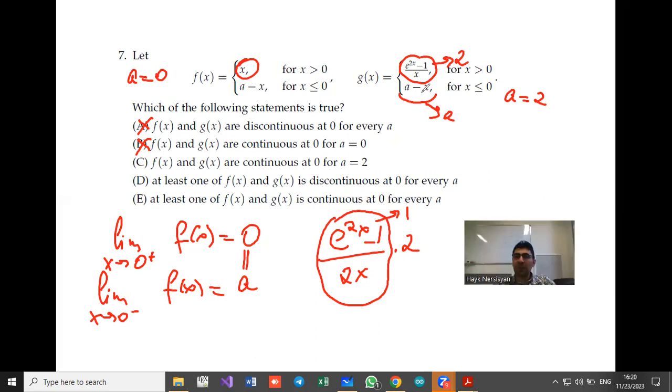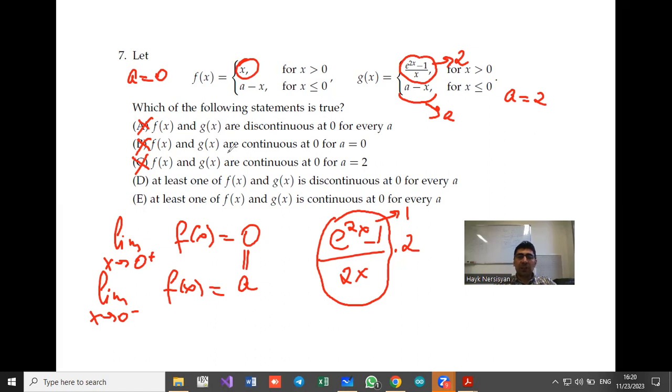And from the left side, the limit is a. For the limit to exist, the limits from the right and left must be equal, so a should be 2. Are f and g continuous for a equals 1? No, only g is continuous in that case. So let's drop it here as well.